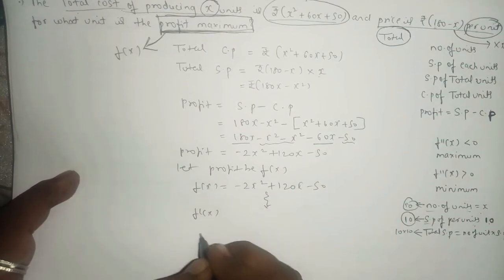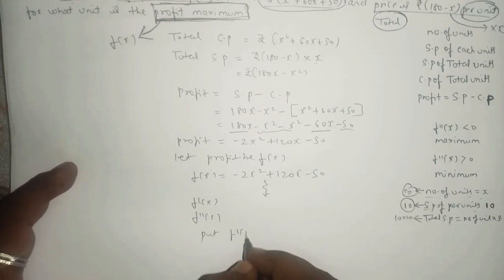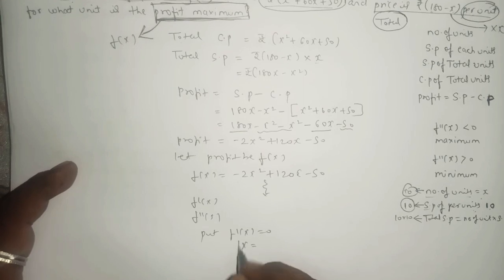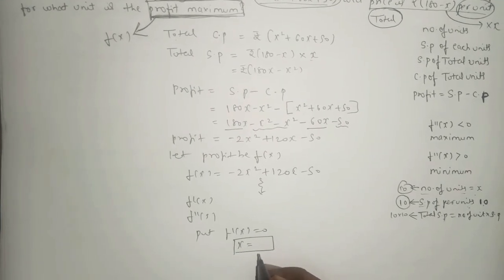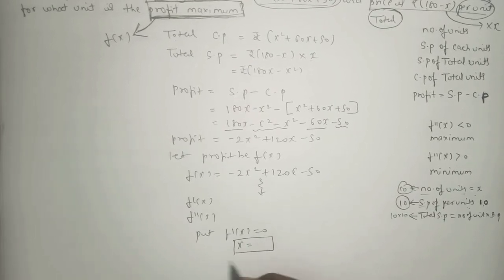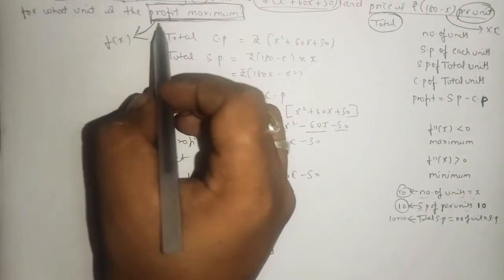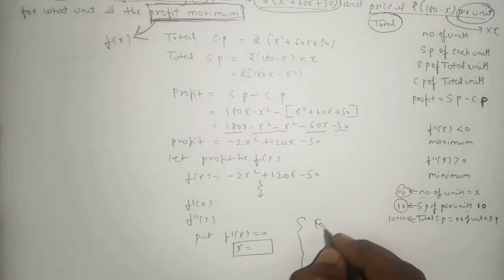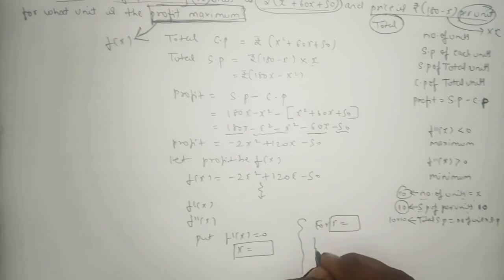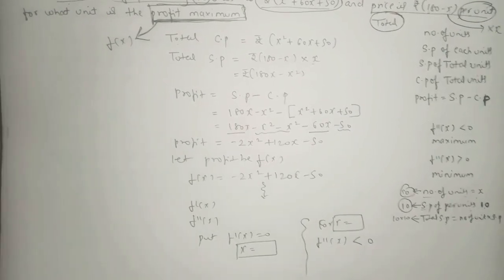After that you will find f dash x, f double dash x, then you will put f dash x equals to 0, where you will get the value of x. If you are getting only one value of x, either it will be maximum or it will be minimum, but it is clearly mentioned that for this sum the profit has to be maximum. So for x equals to that so and so number, the second derivative test answer has to be less than 0, then only the function will be maximum.